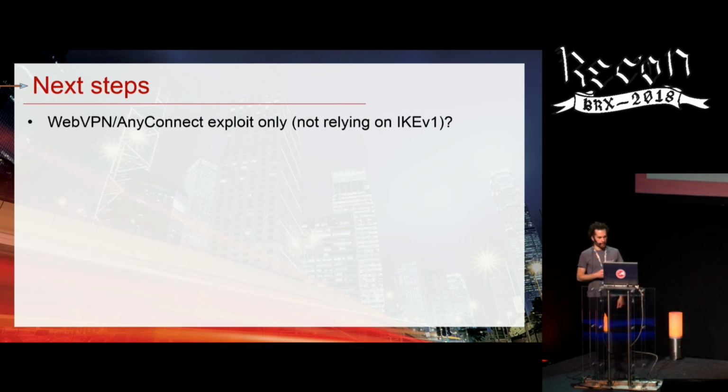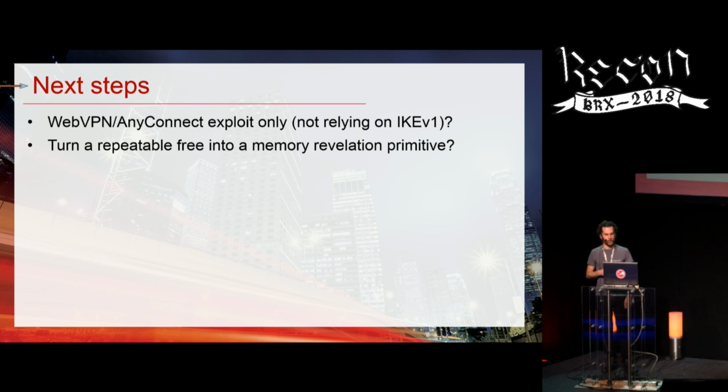Right. So what's next? Well, it would still be nice to have a WebVPN AnyConnect exploit only, not relying on IKEv1. For now, we didn't bother. We just wanted to prove remote code execution quickly. And because we have this decorrelation between the two frees, we are thinking about ways to leverage the double free to create a memory revelation primitive.